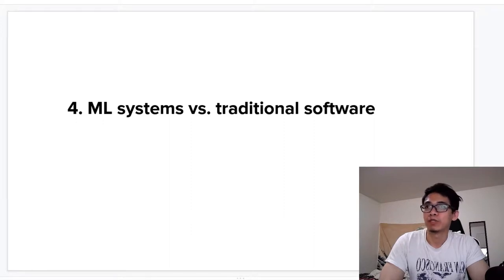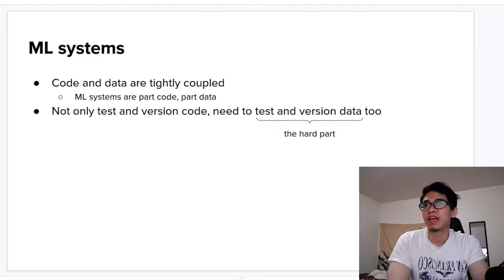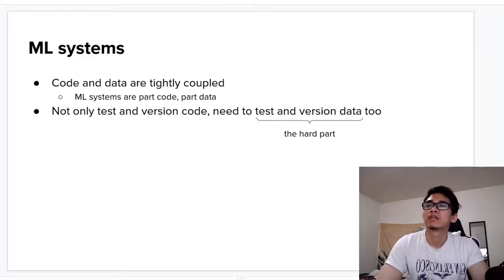Now we're going to look at the difference between ML engineering or ML systems compared to traditional software systems. The first argument is that in traditional software systems, the code and the data are separate. But in an ML system, they are tightly coupled. So we not only want to test and version code, we also want to test and version data.